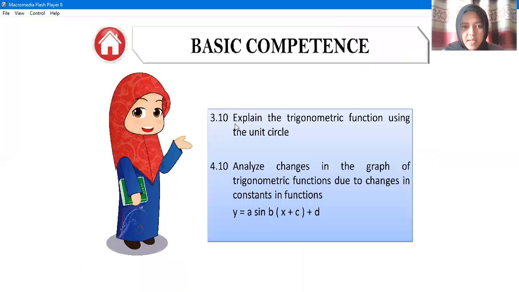Basic competence. 3.10 explain the trigonometric function using the unit circle. 4.10 analyze changes in the graph of trigonometric function due to changes in constants in the function y equals A sin B(x plus C) plus D. Go to home.